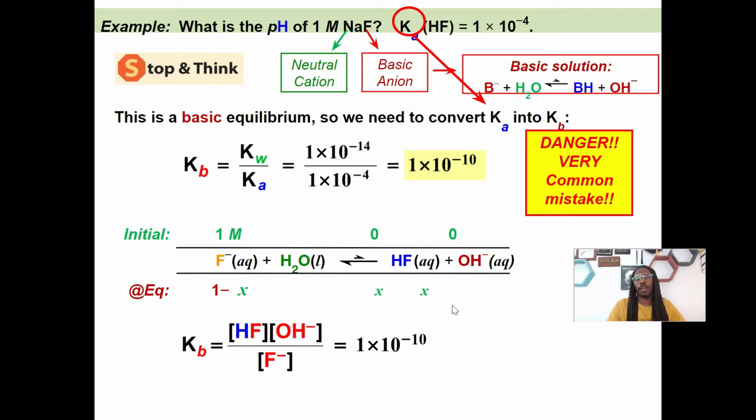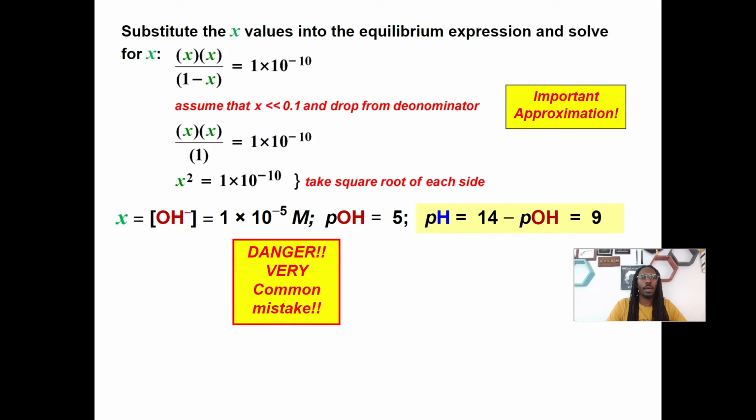Now from here, we're going to have to do some substitution. We substitute those values into our equilibrium expression, then we just have to solve for x. What do we notice about our Kb value? It's very, very small. Since we're talking about a weak base here, we can use our assumption rule. Because we have a small Kb, we get rid of that x in the denominator, and now it's just x times x over 1 equals 1 times 10 to the negative 10.